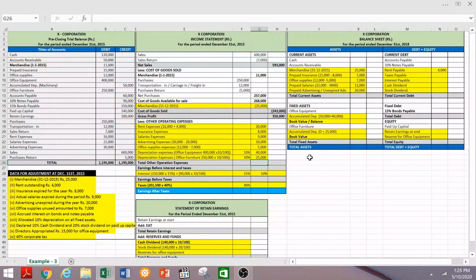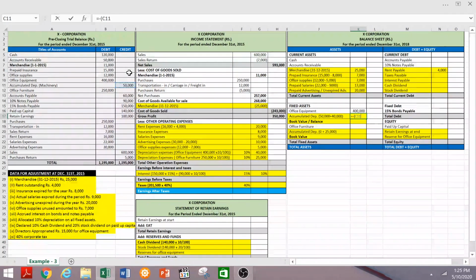First of all, in the fixed assets area, you will write the historical cost of your fixed assets. Then you need to subtract the accumulated depreciation on office equipment. Remember, the 50,000 is already given in the trial balance. And 40,000 here in the income statement is the depreciation for the current period. So total accumulated depreciation on office equipment is equal to 90,000.